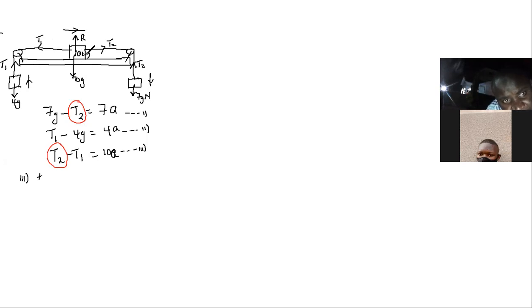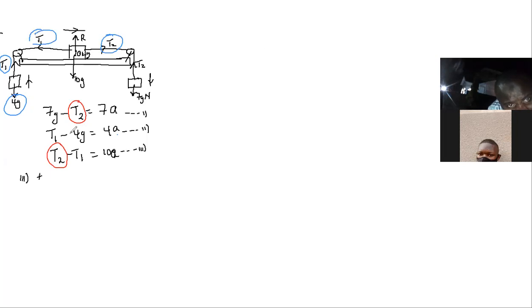It was 10 kilograms. So I got the equation of the resultant force on 7 to be 7G minus T2 is equal to 7A. Then this T1 was overcoming the 4G. So T1 overcame 4G to give me 4A. Then on the horizontal table, T2 overcomes T1 to give us a resultant force on 10, which is 10A.